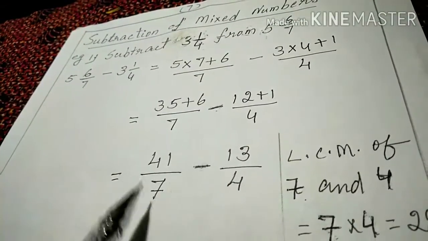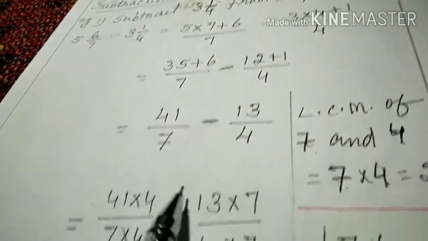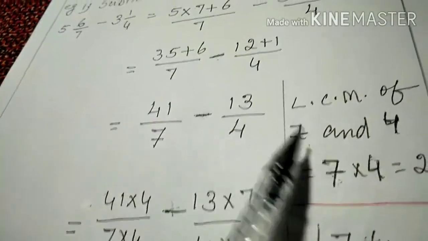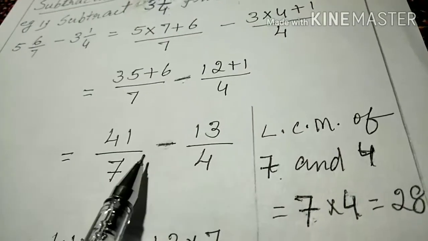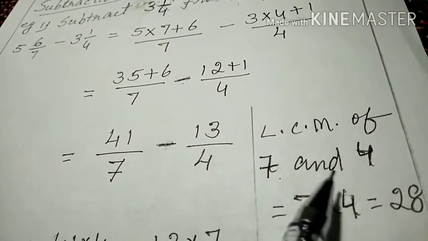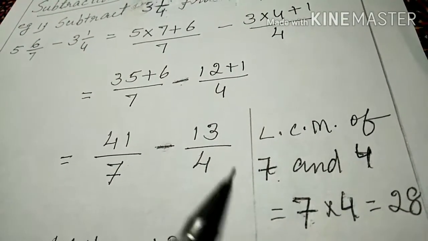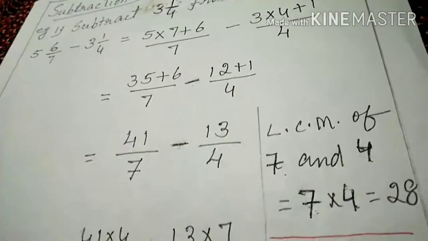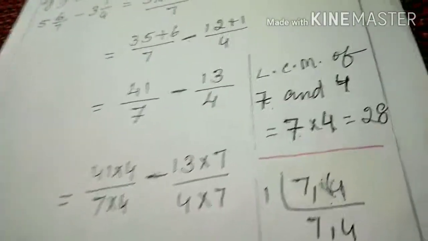Here these two are unlike fractions. Therefore, to subtract them, you have to find the LCM of the denominators. LCM of 7 and 4 is 28 because they are co-prime numbers. We can divide 7 and 4 only by 1, no other number.